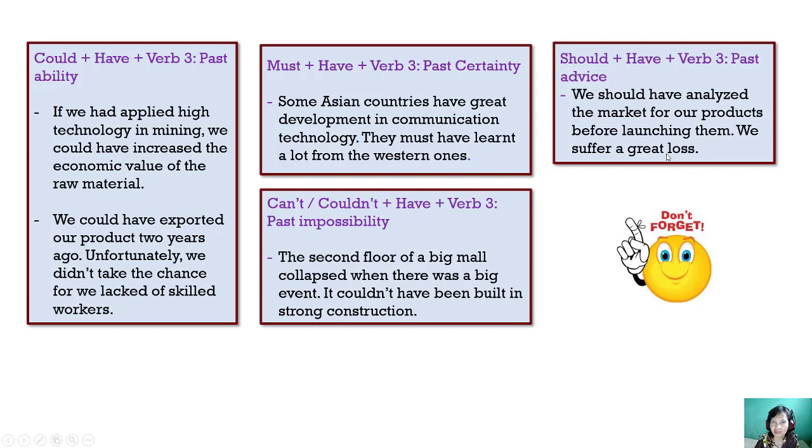When we suffer something, there must be a cause in the past. The cause is we didn't analyze the market before launching them. We just launched them. That's why now we suffer a great loss. So it is kind of a regret, and we advise ourselves that we should have analyzed, but we didn't. So it is contrary to the fact 2.